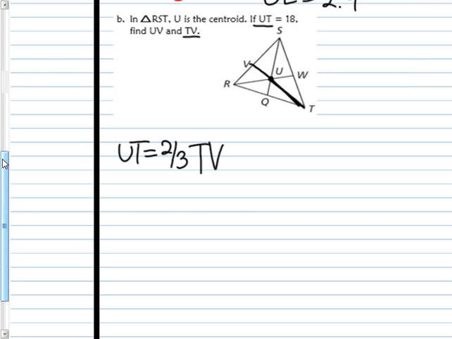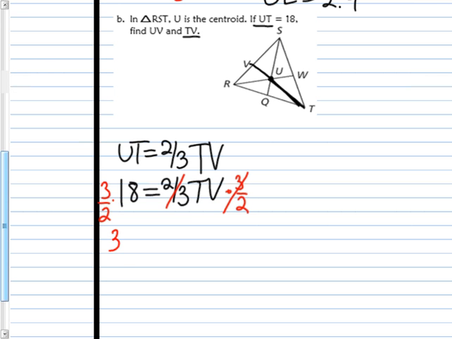I already know what UT is. UT is 18. So 18 is 2/3 of some long number, which we're not sure of yet. We're not sure what TV is. So I need to get TV by itself. Well, TV is being multiplied by 2/3. So to get rid of that, I need to multiply by the reciprocal, 3/2. Turn it upside down. So 2/3 times 3/2, they get rid of each other.